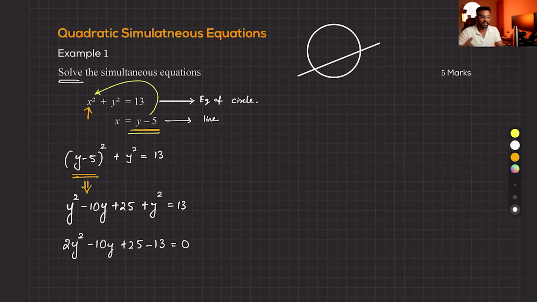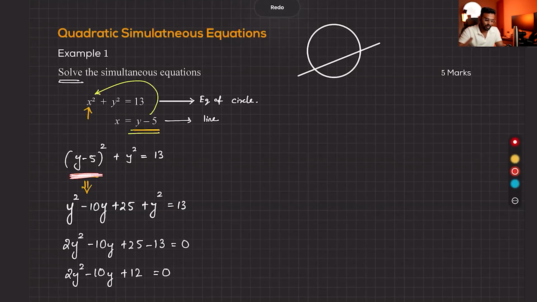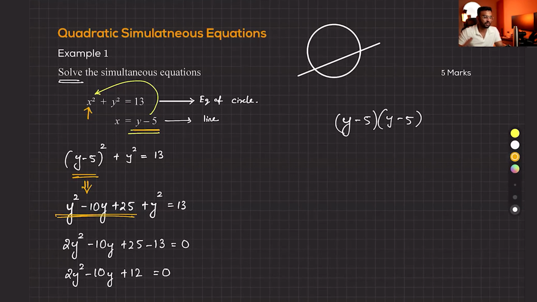Why did I take that 13 to the other side? I'm trying to solve it, so I want everything on one side so it's equal to 0. So this becomes 2y square minus 10y plus 12 equal to 0. That 10y is coming from expansion. You have three terms. When you expand it, you will see these three terms. Cool?